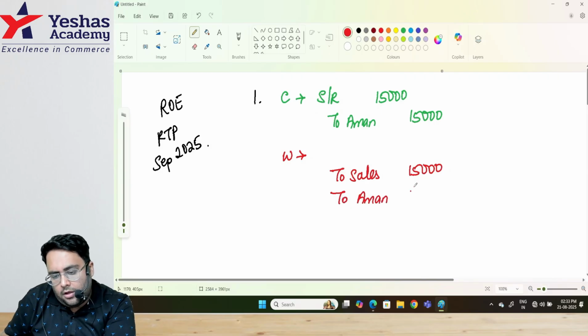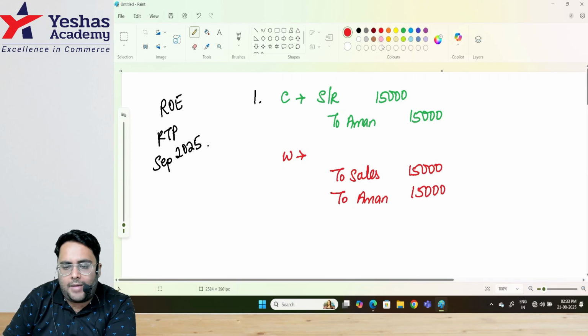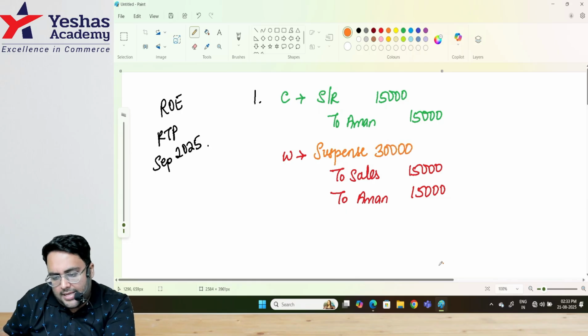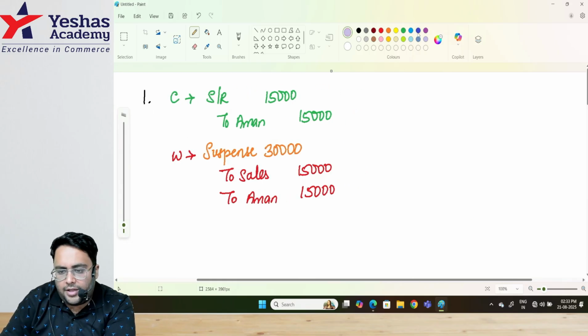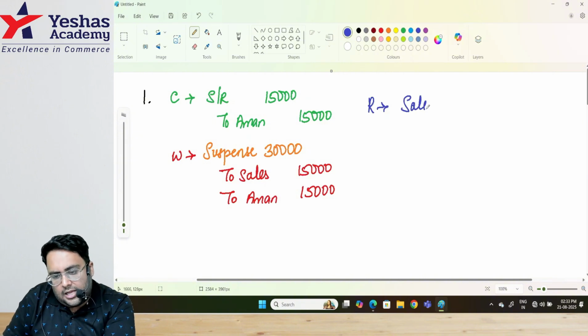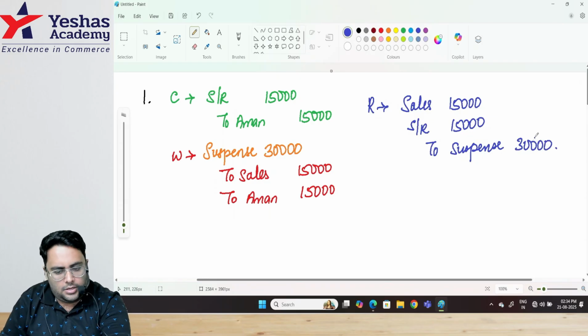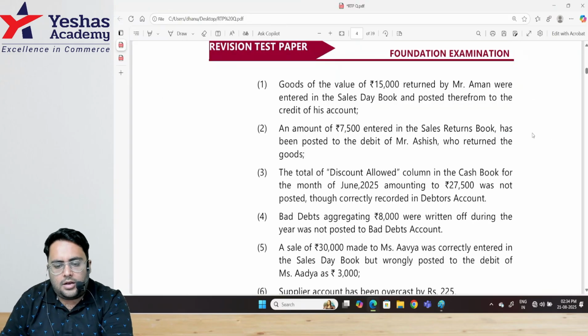To Aman, 15,000. Debit and credit are not matching. What will you get? Suspense will come on which side? Debit side, how much? 30,000. Based on this, what is your rectification entry? We will record sales account debit 15,000, sales return account debit 15,000 to suspense account 30,000. How many of you got this right? Good. Let's look at the next one.